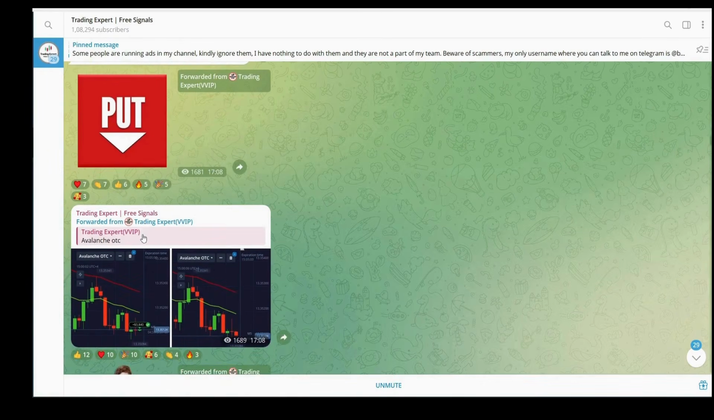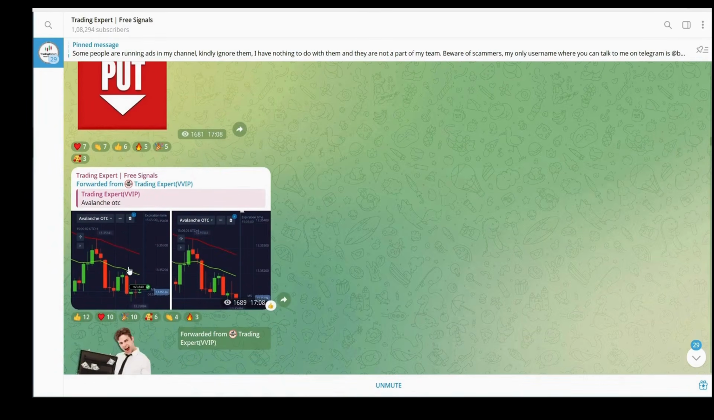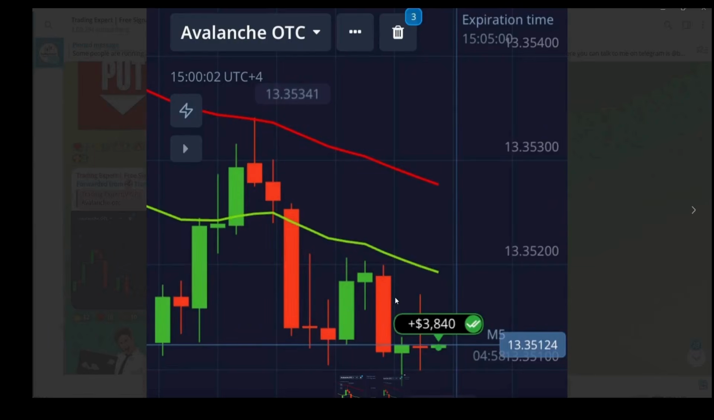Next, let's move on to another trade that we provided on Avalanche OTC for the downside move. The logic behind this trade was again very clear. There was a strong downtrend, and the moving average was acting as resistance. You can see a green candle that showed weakness for the downside continuation. That's why we provided a sell signal in the direction of the trend, and once again, we won this trade.